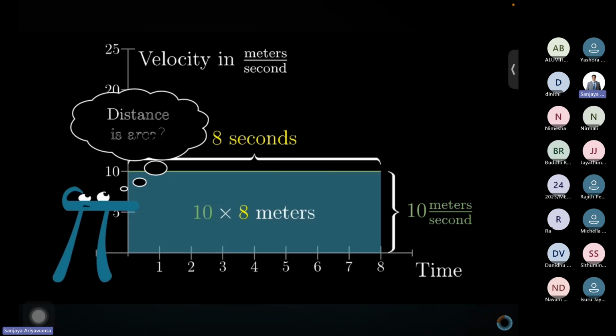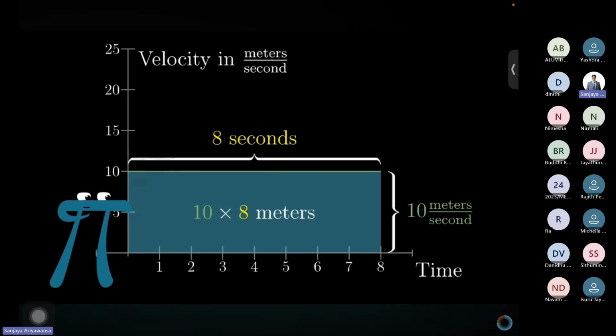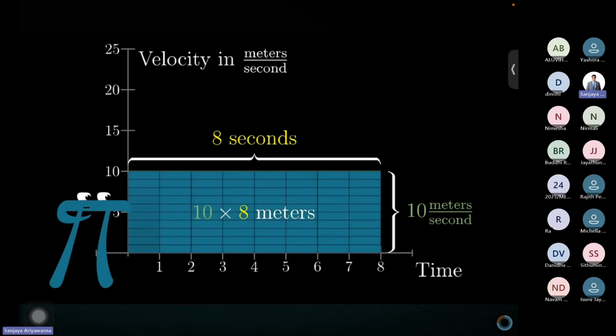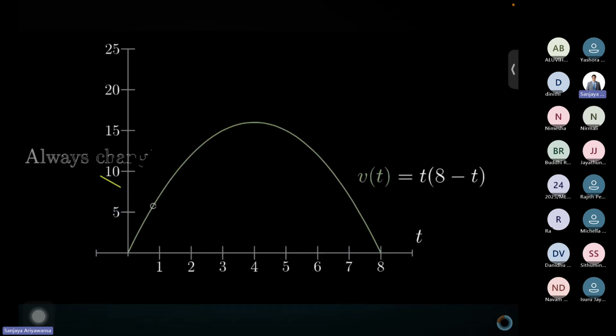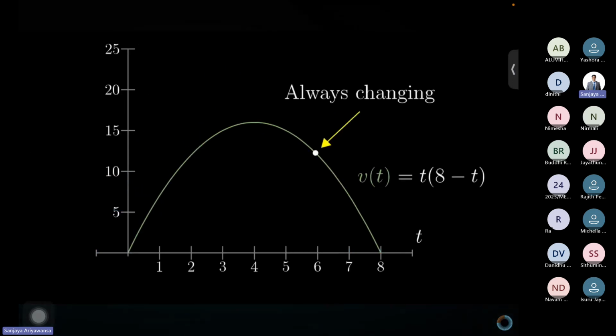And if visualizing distance as area seems kind of weird, I'm right there with you. It's just that on this plot, where the horizontal direction has units of seconds, and the vertical direction has units of meters per second, units of area just very naturally correspond to meters. But what makes our situation hard is that velocity is not constant. It's incessantly changing at every single instant.